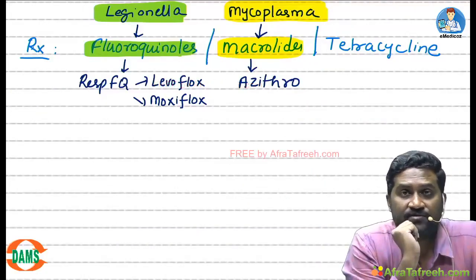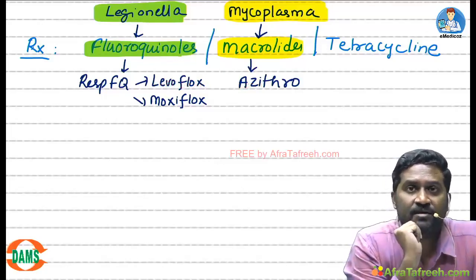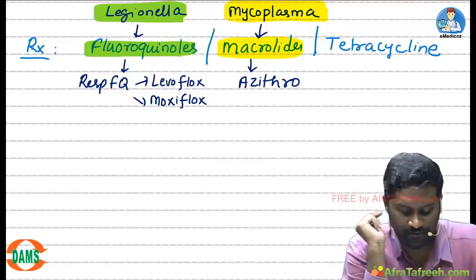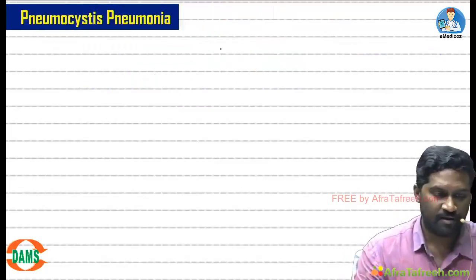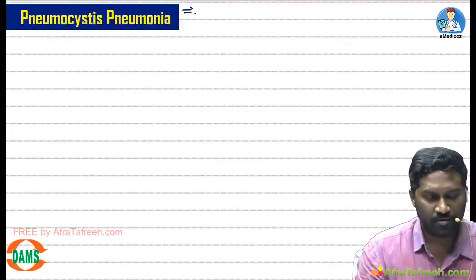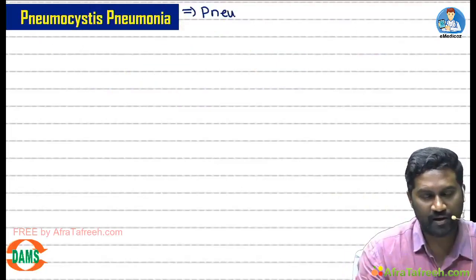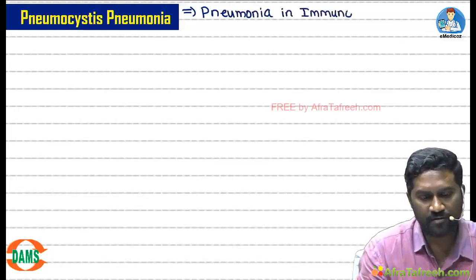Whenever I say pneumocystis, what is the disease that should come into your mind? HIV. It is only because of pneumocystis pneumonia that HIV was eventually discovered. Such is the importance. Write down pneumocystis pneumonia. This is a pneumonia in immunocompromised.